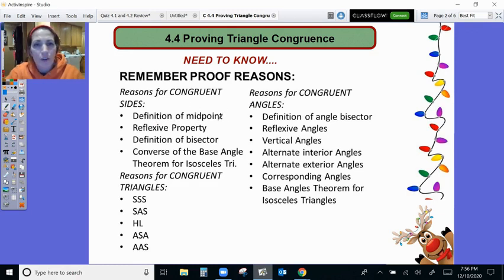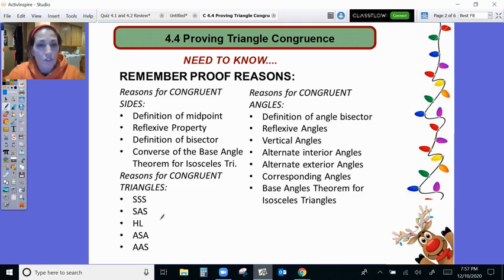Watch for definitions of midpoint. If something's a midpoint, it'll create two congruent pieces of that side. Reflexive property is when it shares a side, so it's a side equal to itself. Okay. Definition of a bisector, we talked about that. Same thing as a midpoint. Converse of the base angles. If you have congruent base angles of a triangle, that means that the sides of the triangle will be congruent, because that's the converse of the isosceles triangle theorem.